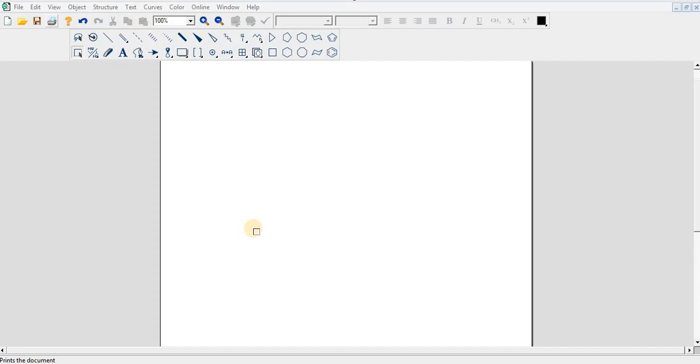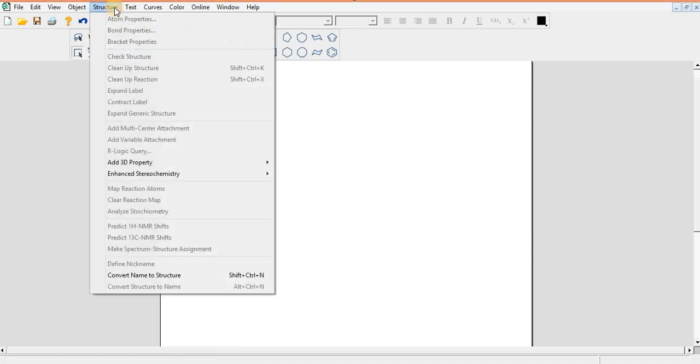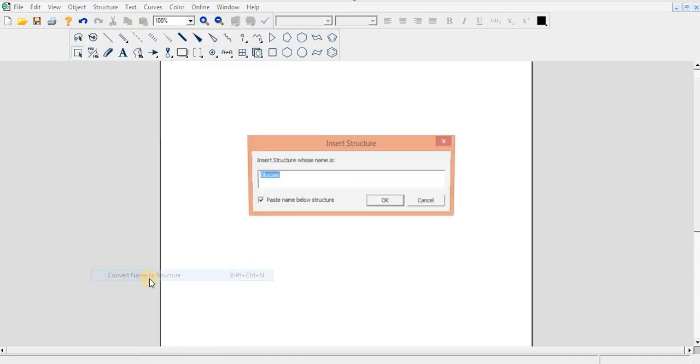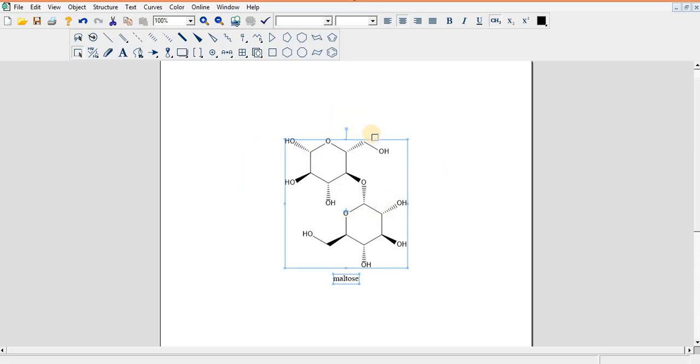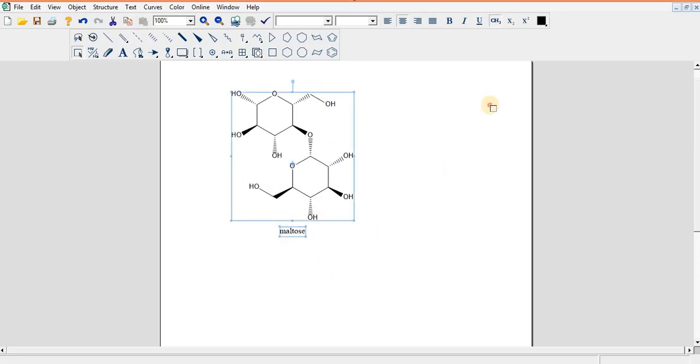I will draw the chemical structure with its name. For that purpose I have to go to Structure. After that I have to select Convert Name to Structure. Here I will generate the structure of maltose by writing the name. Click on OK. When you press OK, you get the structure of maltose. It is the structure of maltose.